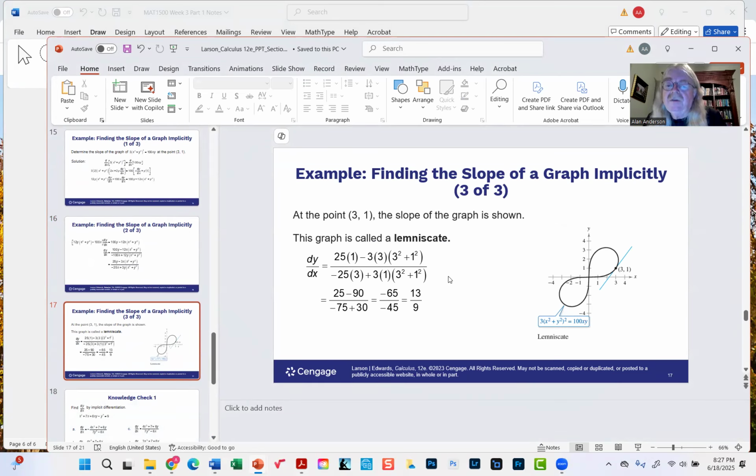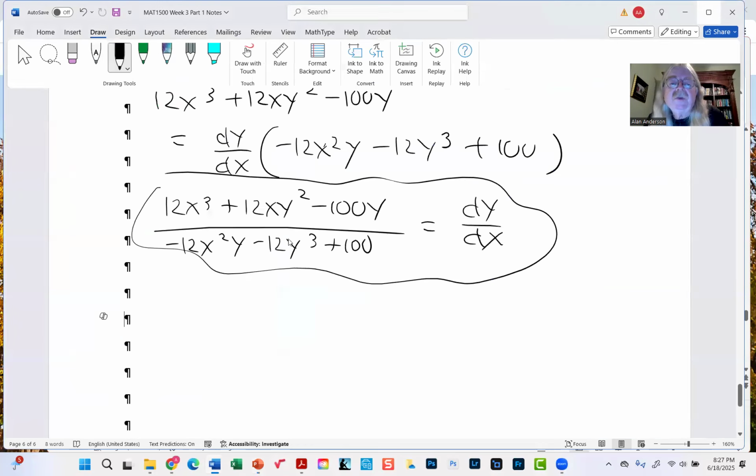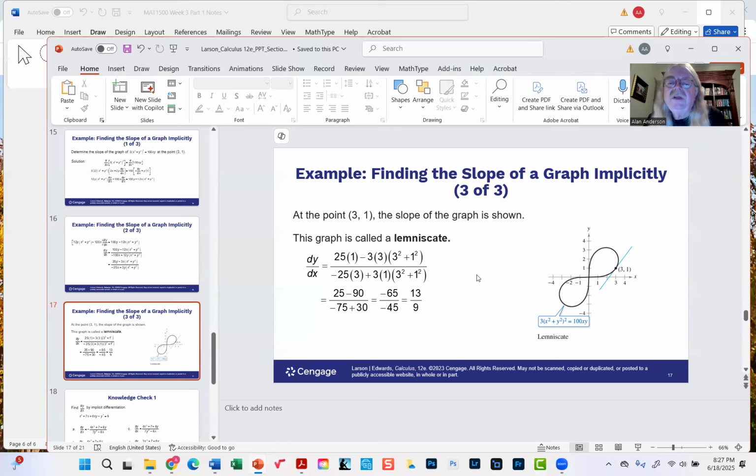Now this is interesting. I wasn't expecting this. I've never heard that word before, lemniscate. It's like a big infinity symbol on its side. And I guess they wanted us to find the slope at that point (3, 1). And so you would have taken this derivative, you plug in 3 and 1, and you would have found that the answer is 13/9.